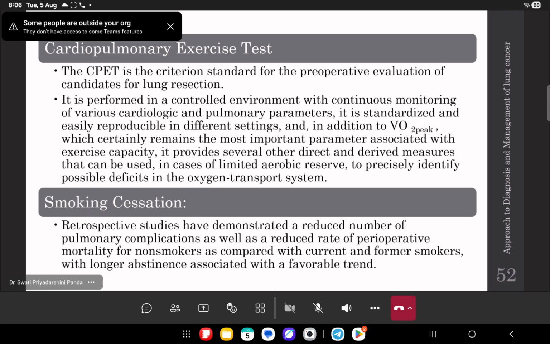Smoking cessation: retrospective studies have demonstrated a reduced number of pulmonary complications as well as a reduced rate of perioperative mortality for non-smokers as compared with current and former smokers, with longer abstinence associated with a favorable trend.